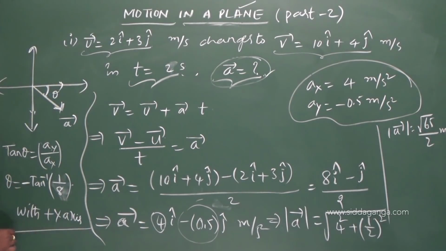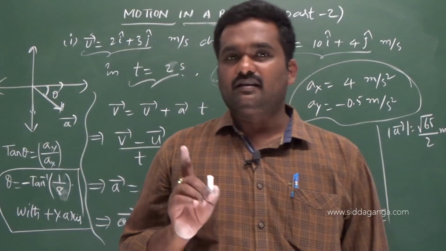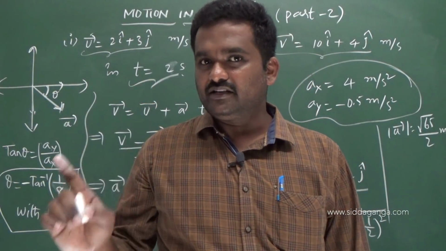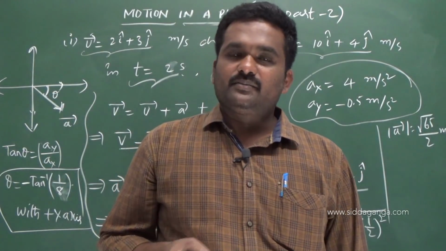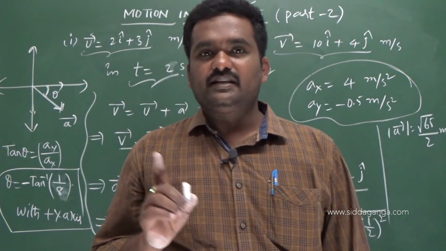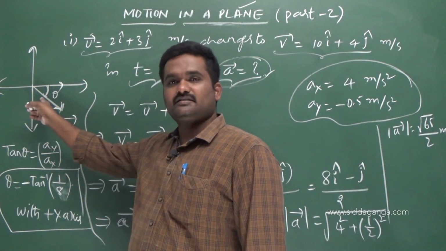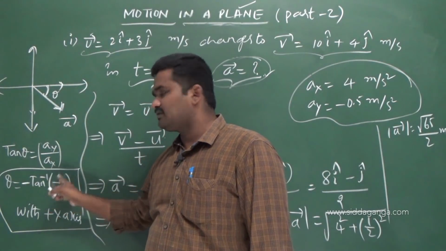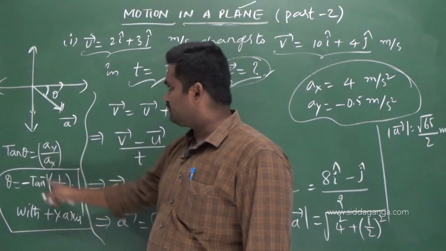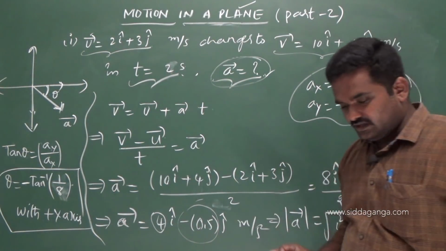What does this mean? I have already told you in the previous session that any angle measured in the clockwise direction is taken as negative, and any angle measured in the anti-clockwise direction is represented as a positive value. Here, it is measured in the clockwise direction, which is why the angle should be mentioned as negative: minus tan inverse of 1 by 8.